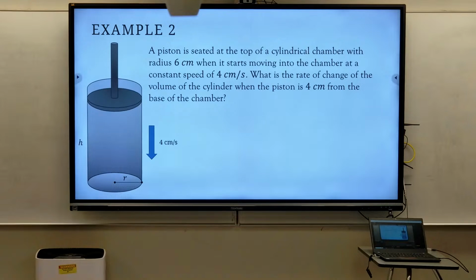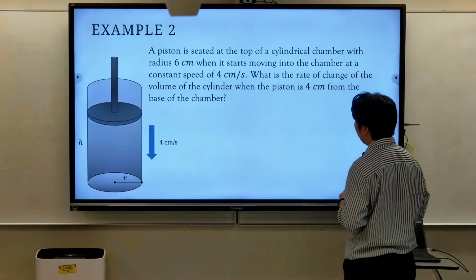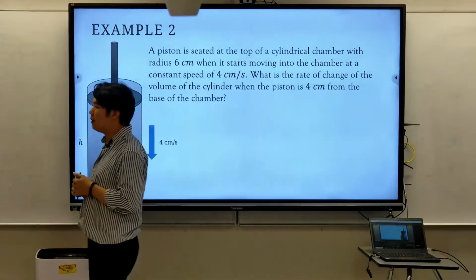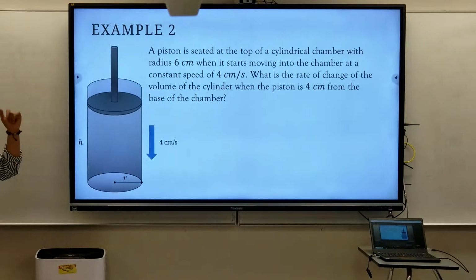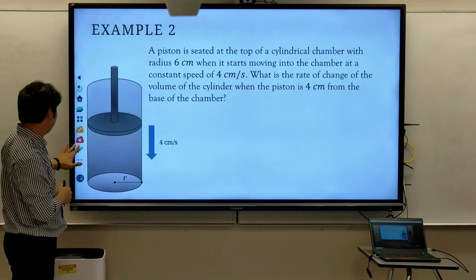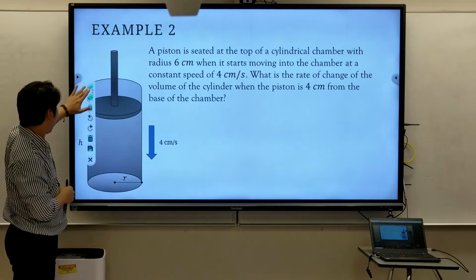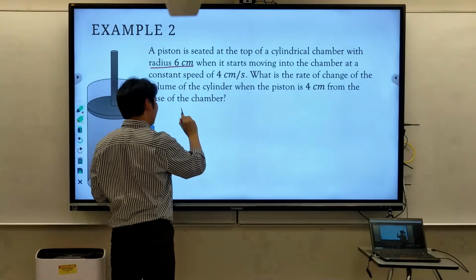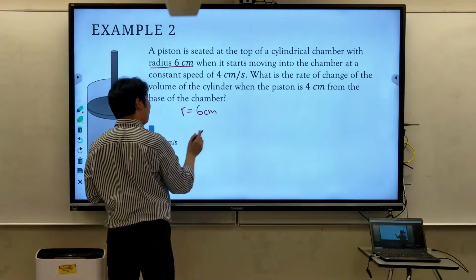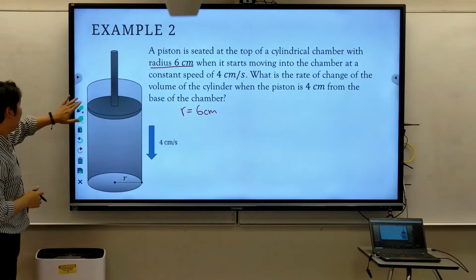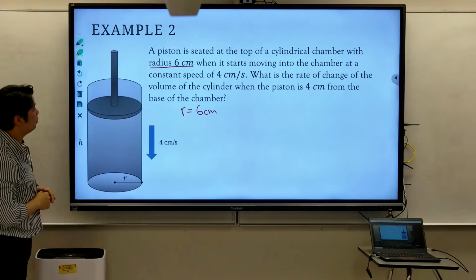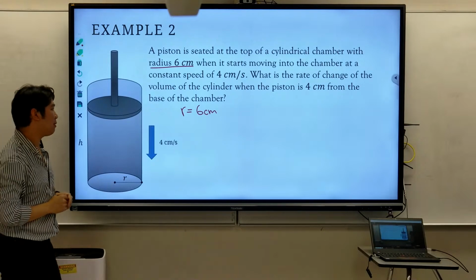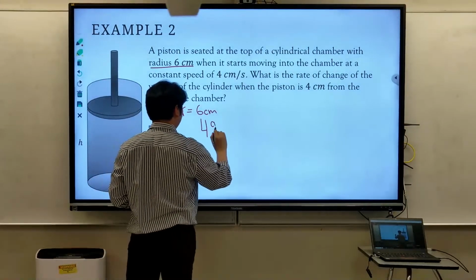So let's try approaching this problem from the aspect of our steps that I mentioned before. Looking at this, what are we given? What is some information I can pull out directly from this problem? Here we have a radius of 6 centimeters. I'm going to write that down. Radius is 6 centimeters. What else can I look at? We have a constant speed of 4 centimeters per second. Let me write down 4 centimeters per second.